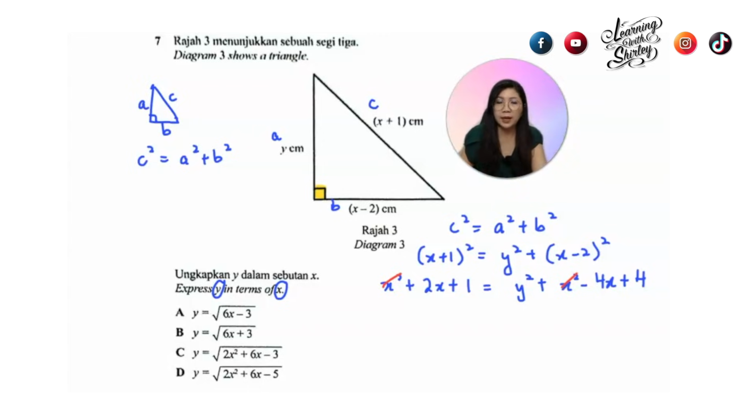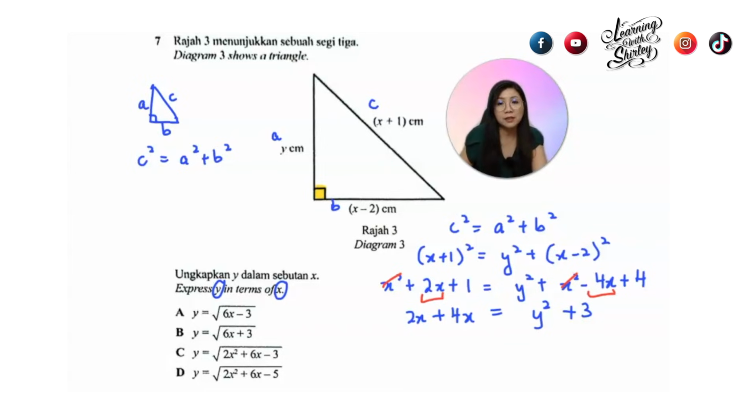Now we gather all the x to one side. So you see here, the like terms, 2x and negative 4x. So 2x, this negative 4x, I'm going to move it to the left-hand side, so become plus 4x. And then here equals to y square, then minus 4, minus 1, so become plus 3. But they want y to be as a subject, so never mind, I solve this first.